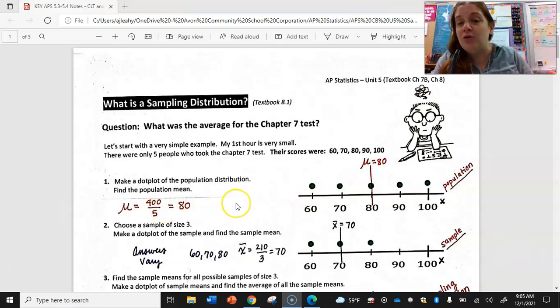Now, I'm going to arbitrarily pick a sample of size 3 from that population. I randomly chose 60, 70, 80. Those I plotted on my number line. This is my sample distribution. These numbers have a mean of 70 because this is a sample. This is x bar equals 70.